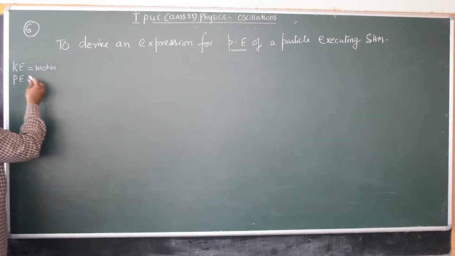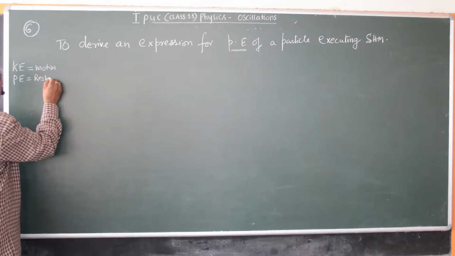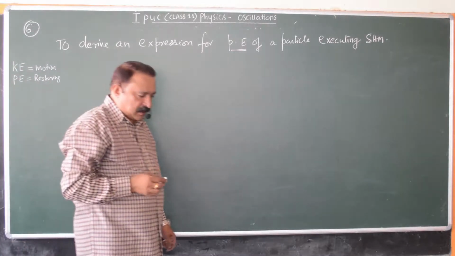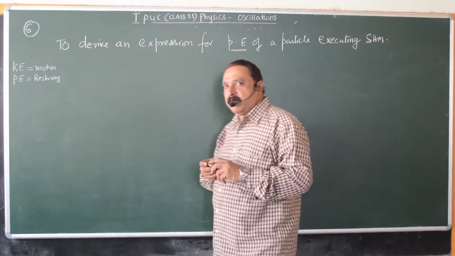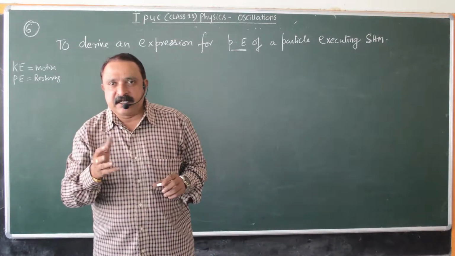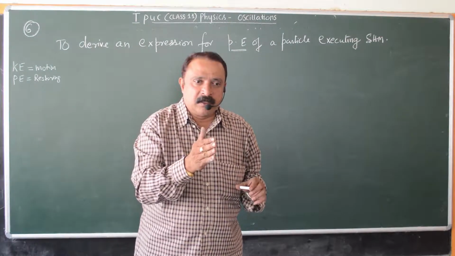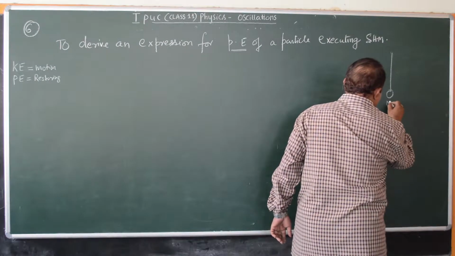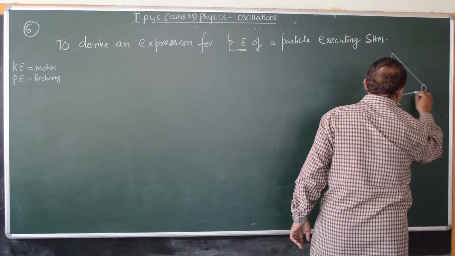The particle keeps changing position, and due to the restoring force acting on the particle, there is potential energy. The potential energy of a particle executing simple harmonic motion can be defined as the work done in moving the particle from the mean position to a position of displacement y.